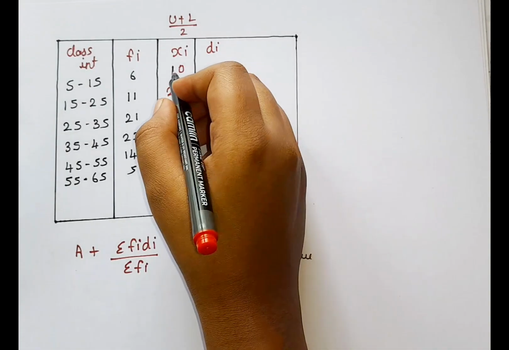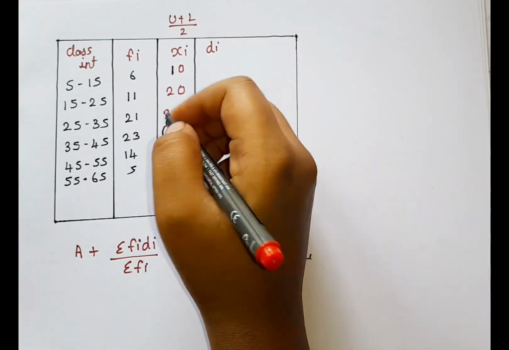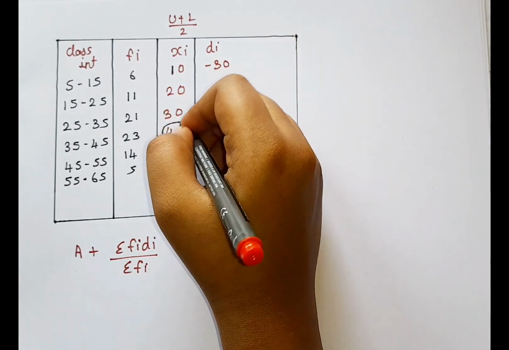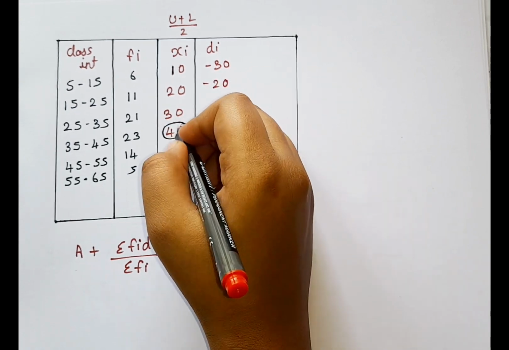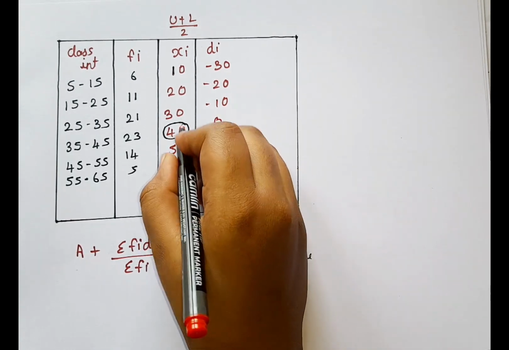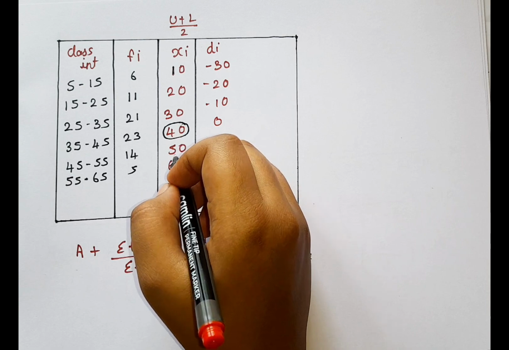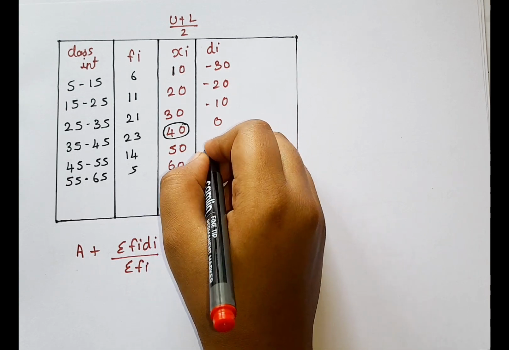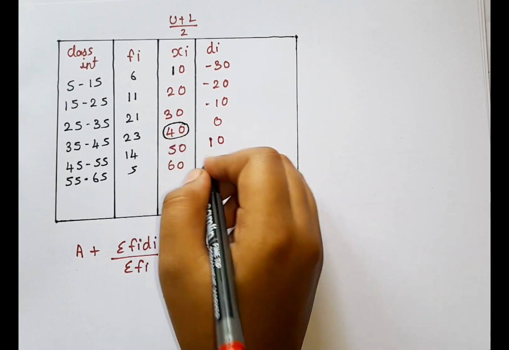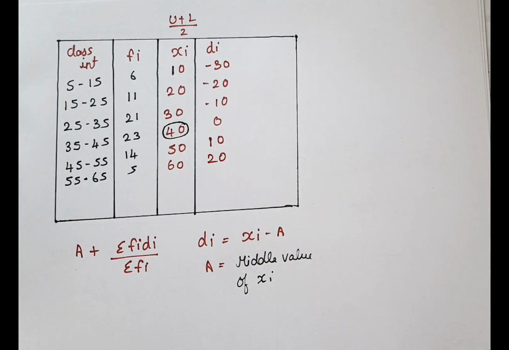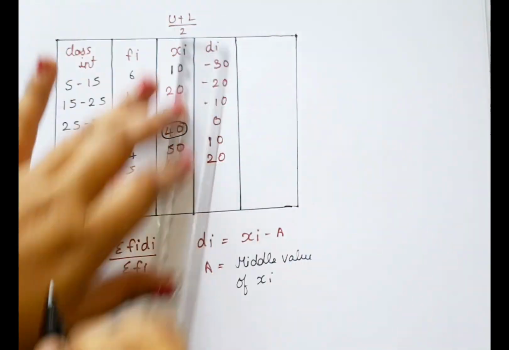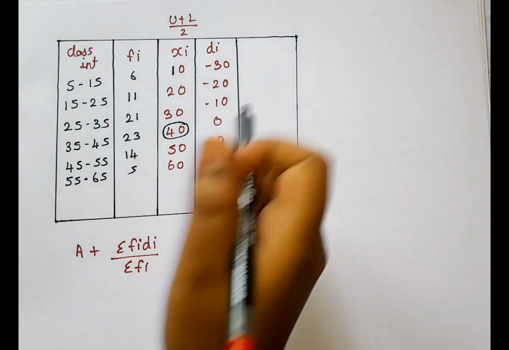So xi, here it is 10. 10 minus 40 is minus 30. 20 minus 40 is minus 20. 30 minus 40 is minus 10. 40 minus 40 is 0. 50 minus 40 is 10. And 60 minus 40 is 20. Likewise we get the di values. Now we can find the fi di value.